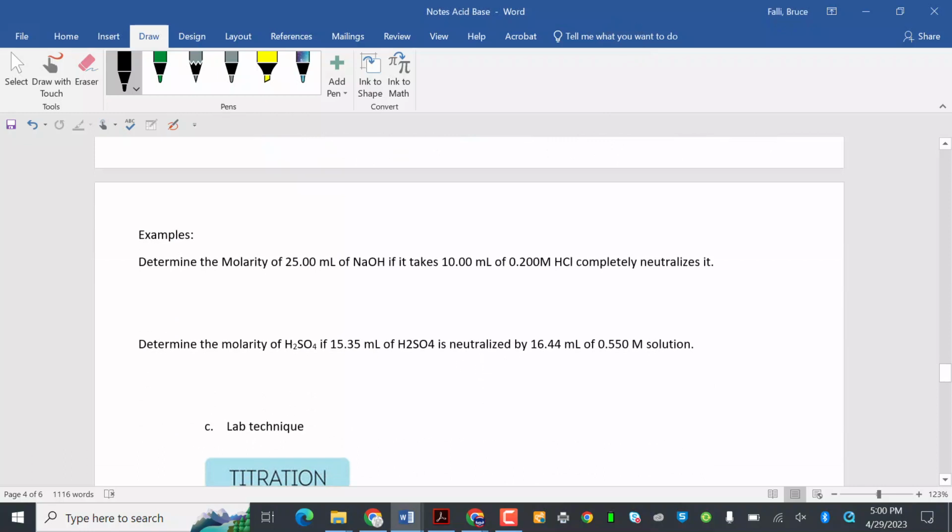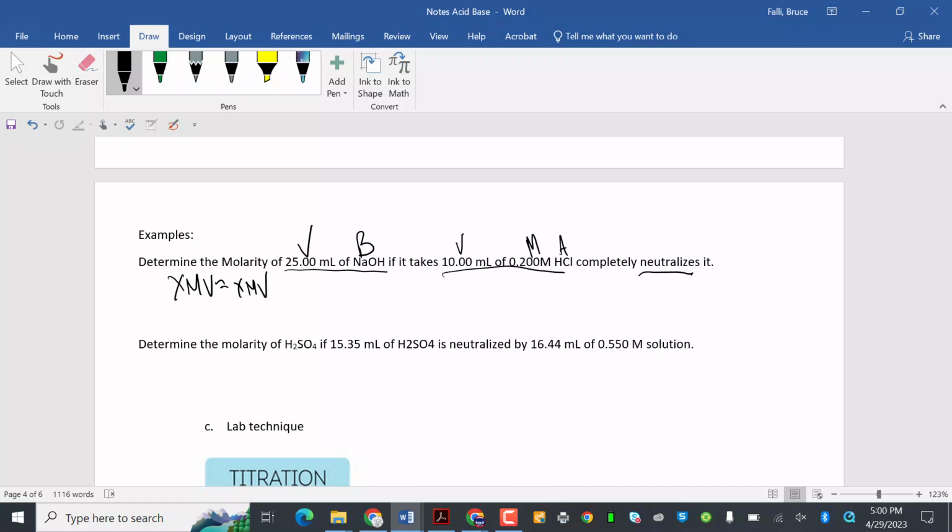Determine the molarity of 25 milliliters NaOH. Hey, that's a base. That's a volume. If it takes 10 milliliters of 0.2 molar HCl, that's a volume, that's a molarity, that's an acid, to completely neutralize it. So neutralizing tells me that, and titration tells me I'm going to use my XMV equals XMV. So I'm going to write XMV equals XMV because you know I love to write it down.